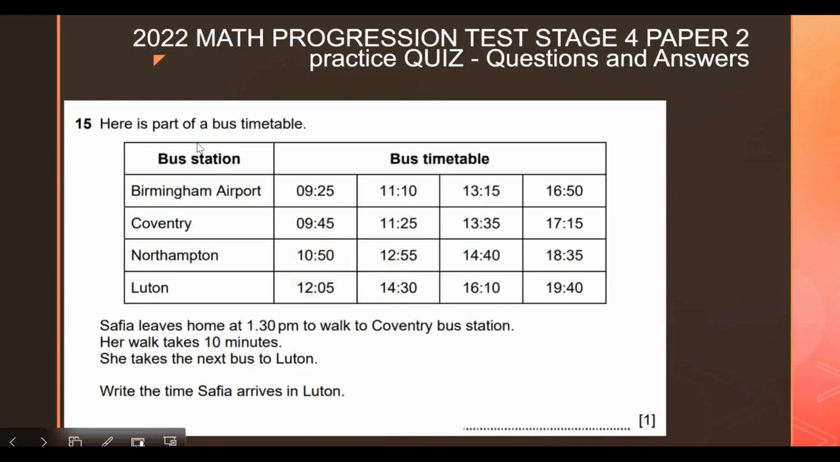Question 15. Here's part of a bus timetable. Bus station with the stop here and bus timetable. Savia leaves home at 1:30 p.m. to walk to Coventry bus station. Her walk takes 10 minutes. She takes the next bus to Luton. Write the time Savia arrives in Luton.